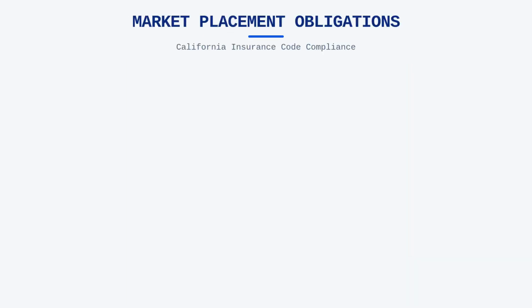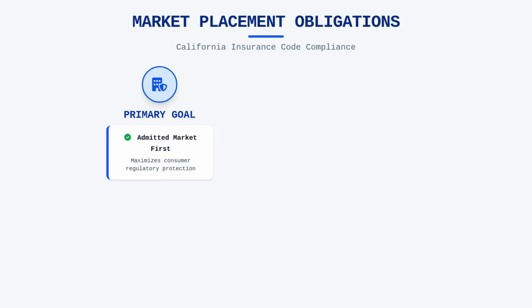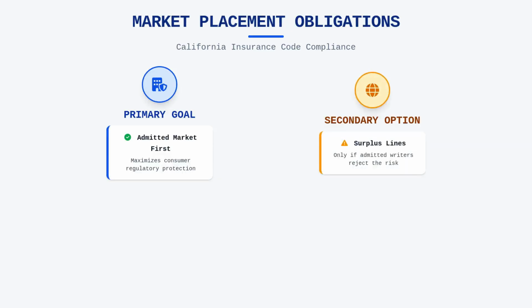Because of the inherent risks associated with the lack of guarantee fund protection, California law imposes a strict professional and ethical obligation on producers regarding market placement. You have a legal duty to attempt to place coverage within the admitted market first, utilizing the non-admitted market only as a secondary alternative when the standard market is genuinely unavailable.